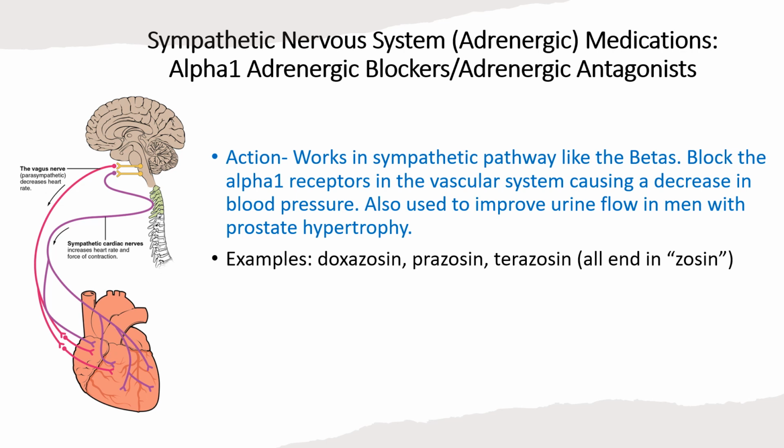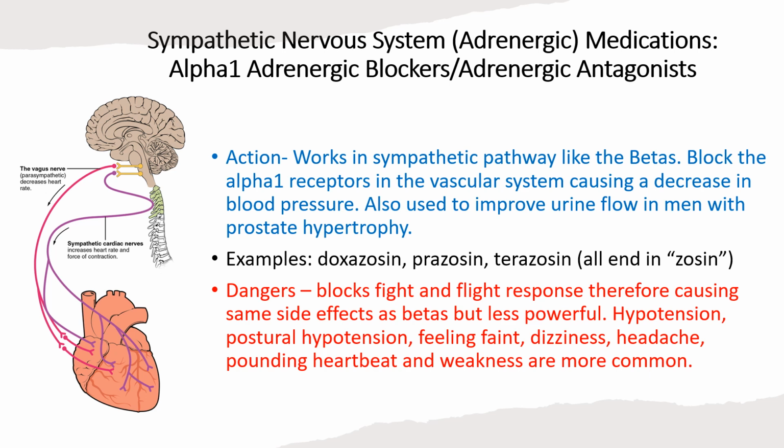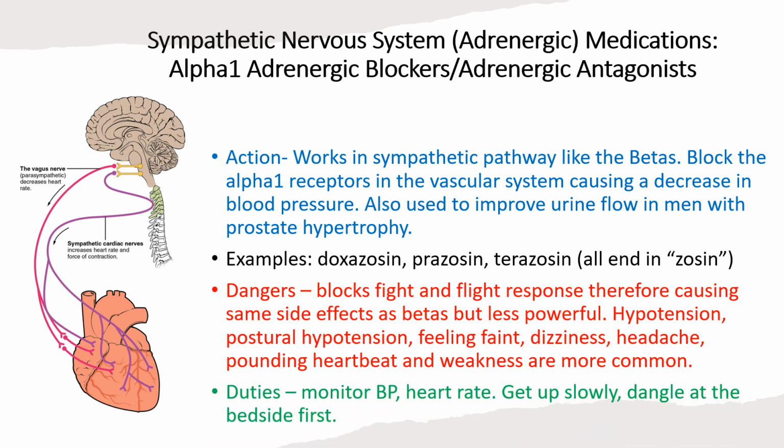Examples: doxazosin, prazosin, terazosin, all end in zosin. We don't really have to talk about this. It's the same side effects as the betas because we're blocking the fight and flight response. Hypotension, feeling faint, dizzy. They can get a rebound headache. Tell the doctor if they have that. Pounding heartbeat and weakness. So what are my duties? Same as the betas. Monitor the blood pressure, heart rate, get them up slowly. You'll notice here we're not talking about the diabetics or the asthmatics. These drugs are a little bit more gentle than the betas, and there's no contraindications for those asthmatics and diabetics like there was for the betas.